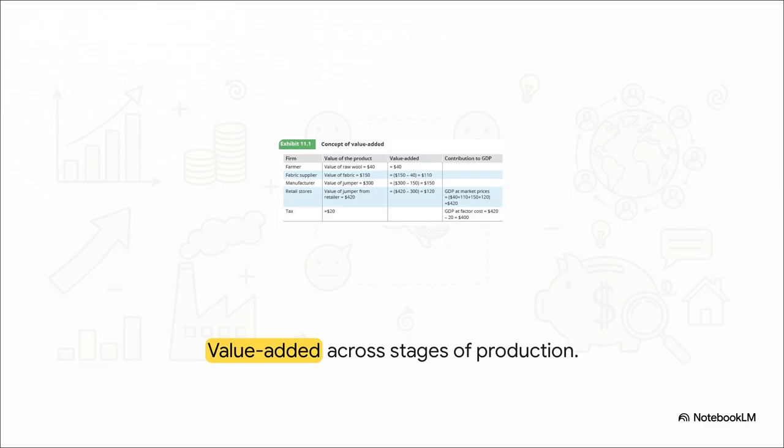If we just blindly added all those sale prices together, we'd think the economy grew by way more than it actually did. By tracking exactly what gets added at each specific step, we reach the true final retail value of $420. No double counting, just the precise value added to the GDP at each individual stage.